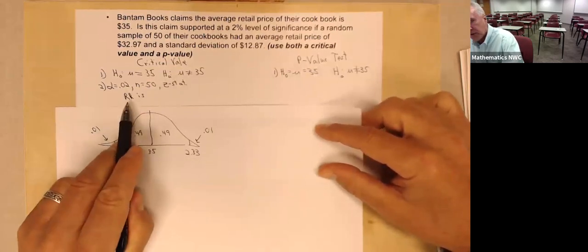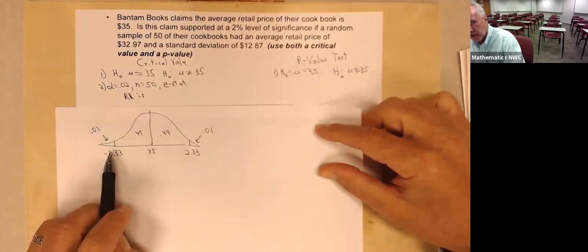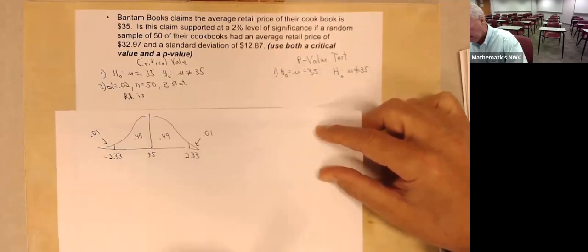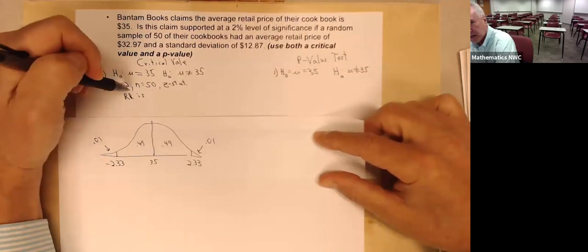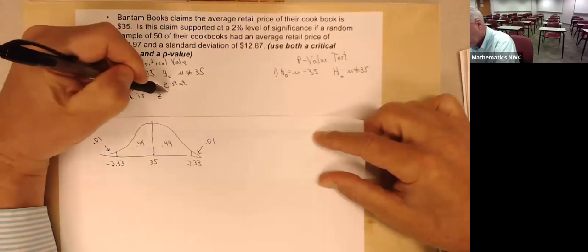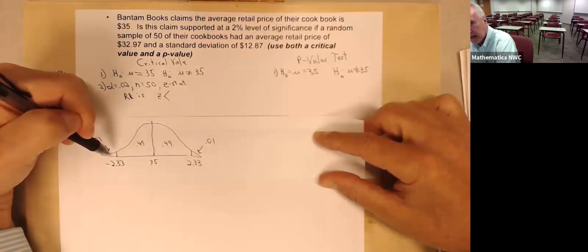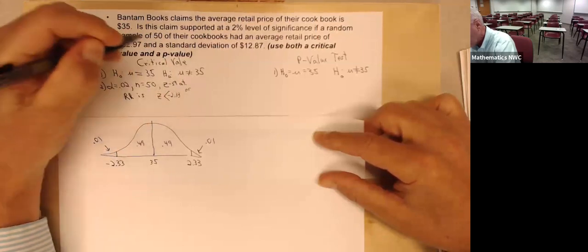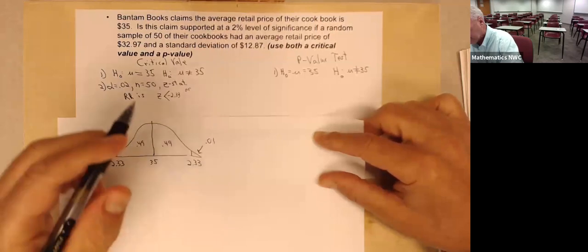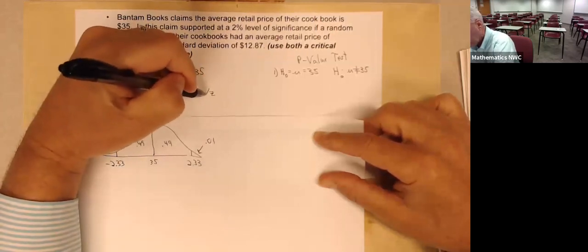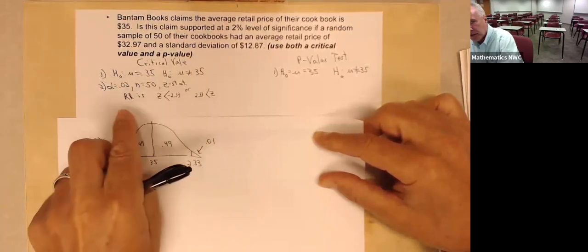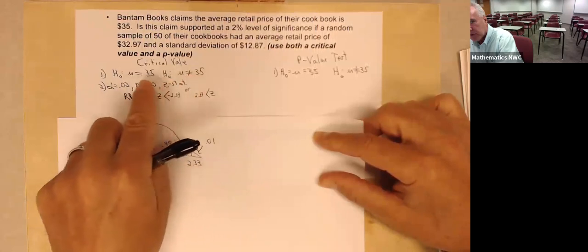So my rejection region is going to be if z goes to the left of this negative 2.33, or if z goes to the right of the positive number. In other words, my rejection region will be z is less than negative 2.33, or z is greater than 2.33. I have two parts to the rejection region because it's a two-tailed test.